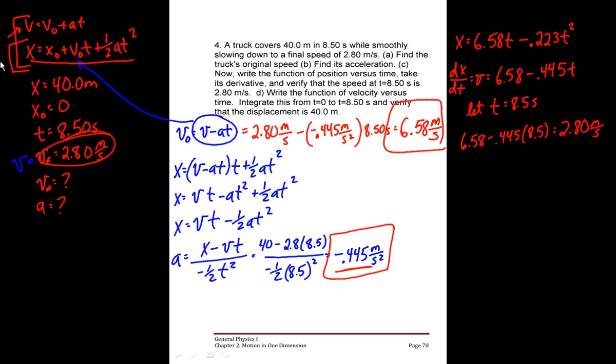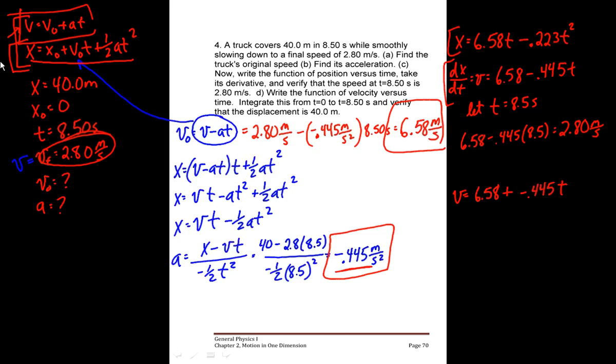So I can just come up here. This is my velocity versus time, and I can say that velocity equals v naught, which is what I found to be 6.58, plus at. That's negative 0.445 times t. Another thing I could do is take the derivative of the displacement function, which is there. All right, so now that's my velocity function.